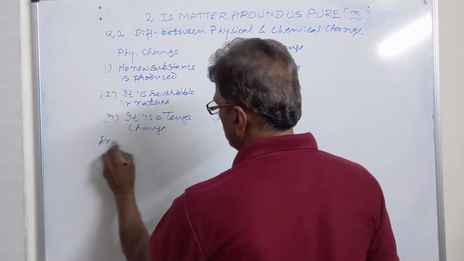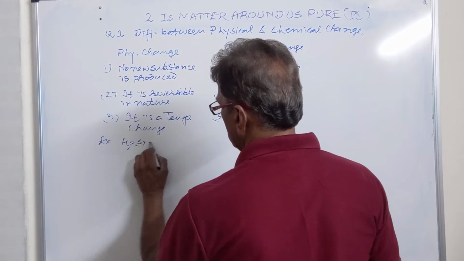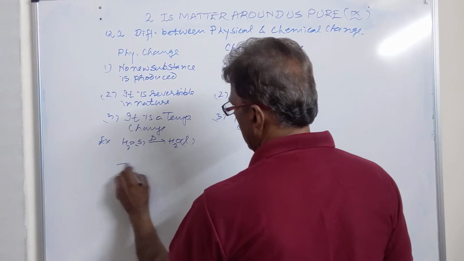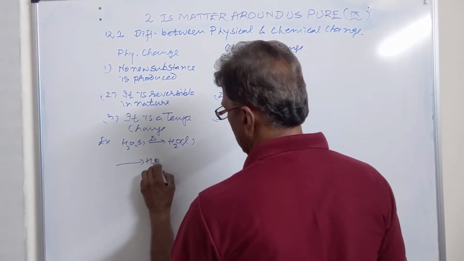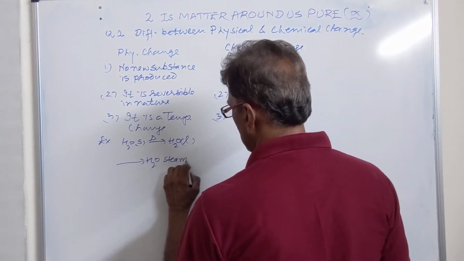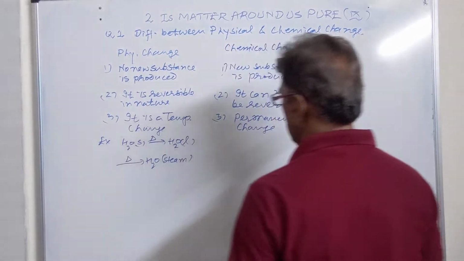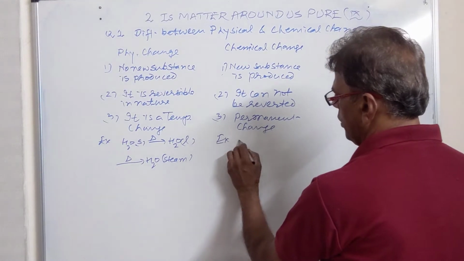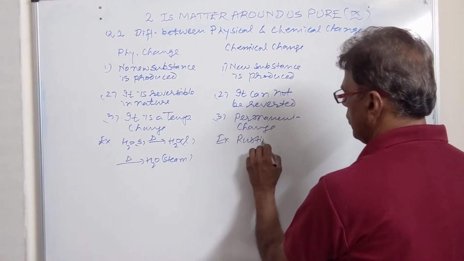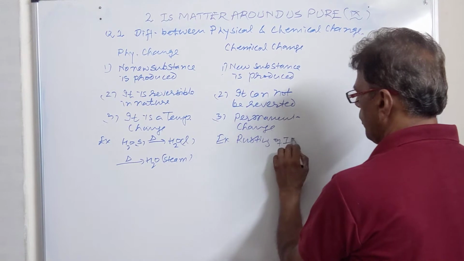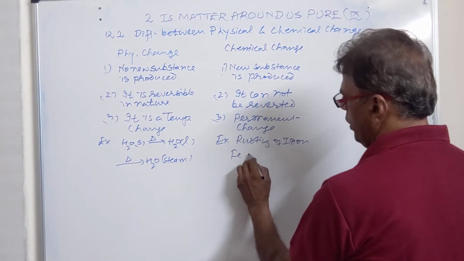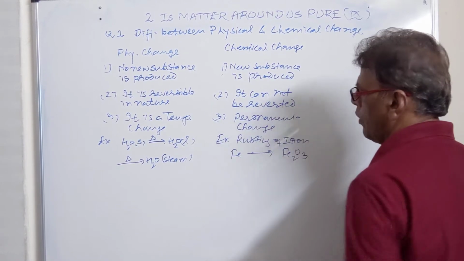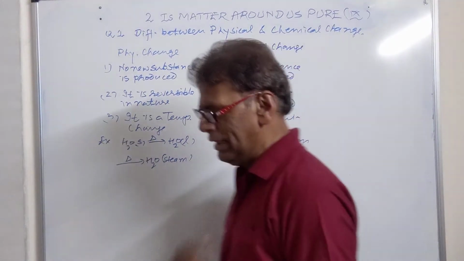Examples in this case: solid ice changes into H2O liquid by taking heat, and liquid changes into H2O gas, steam. It is again by heating, and this change we are bringing. This is physical change. And here the example we have is rusting of iron, where Fe changes into Fe2O3. So this is the chemical change.